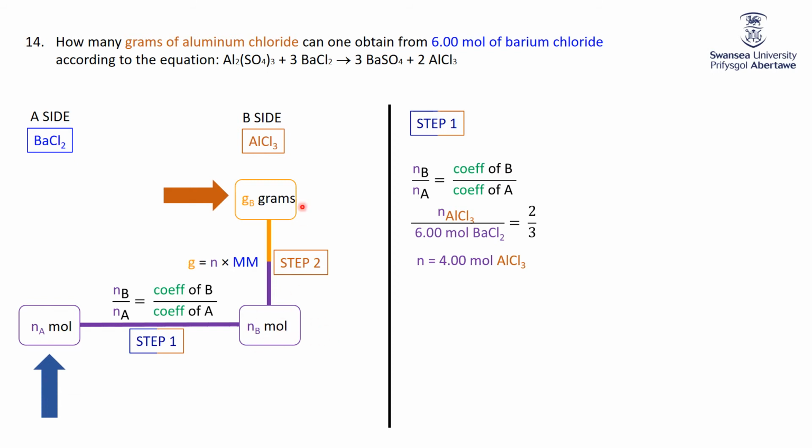Step 2, going from the moles to the grams. Again, familiar relationship. Grams is moles times molar mass. We got the 4 moles of AlCl3 from above. Molar mass of AlCl3 right there.